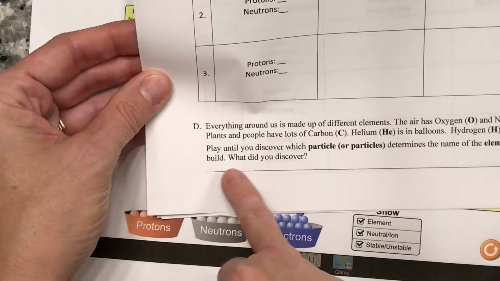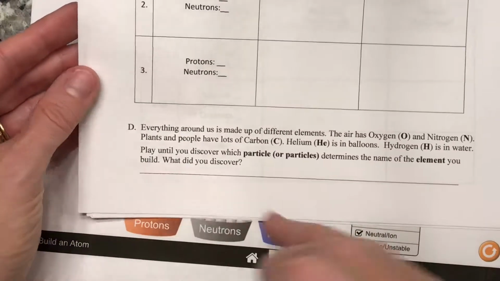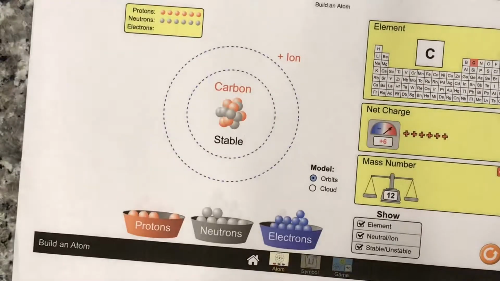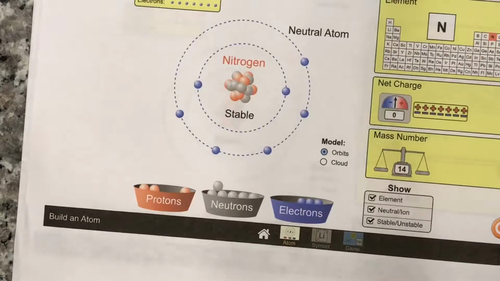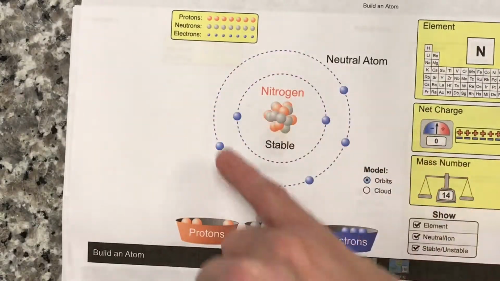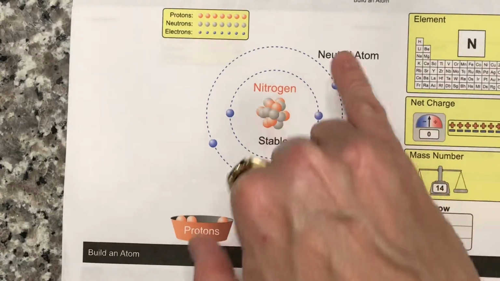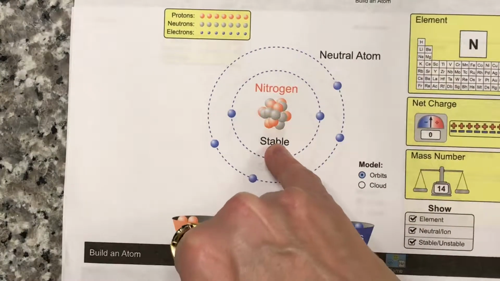Here, play around until you discover which particle or particles determine the name of the element that you built. What did you discover? This is where you're going to want to layer in some electrons. All right, so you're going to build something until you get this word right here, neutral atom, and also that it has a stable nucleus.